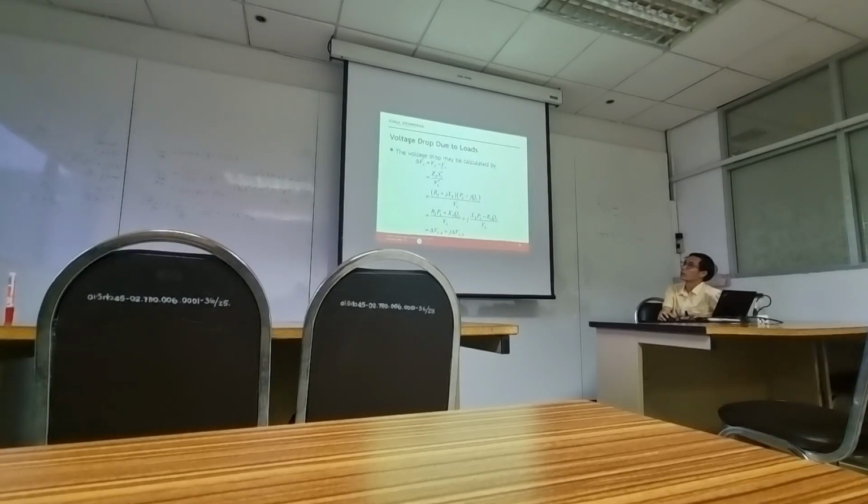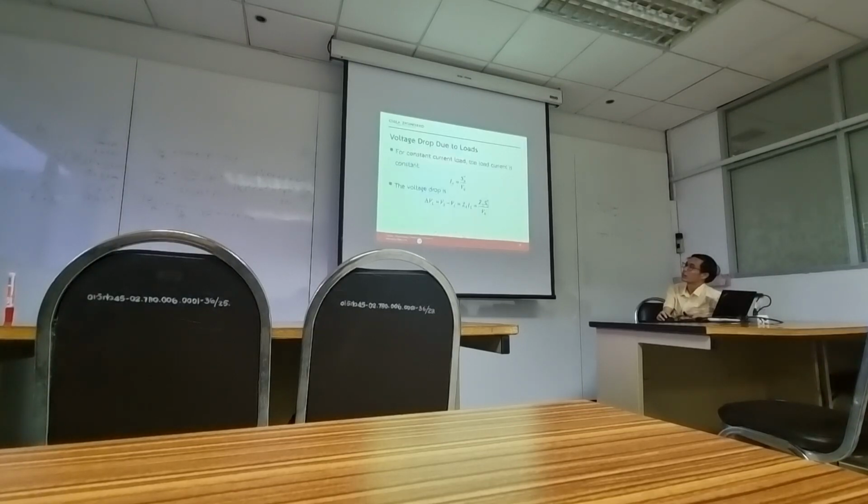ΔVL equals VS minus VL, and this is ZS SL conjugate divided by VL conjugate. ZS is this one, and S conjugate is this. VL conjugate and VL are the same because the angle is 0 degrees. You can have the real part and also the imaginary part. This is the real part and this is the imaginary part.